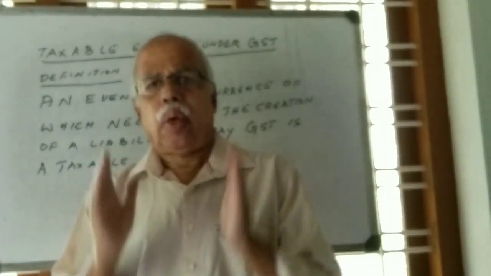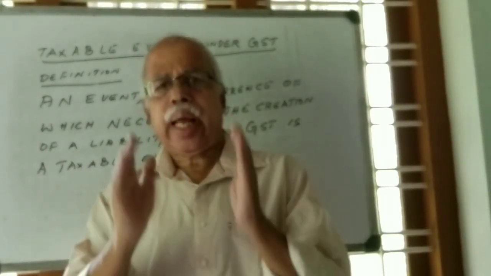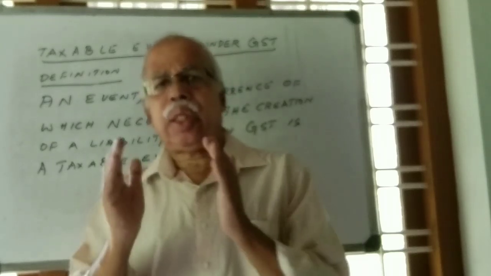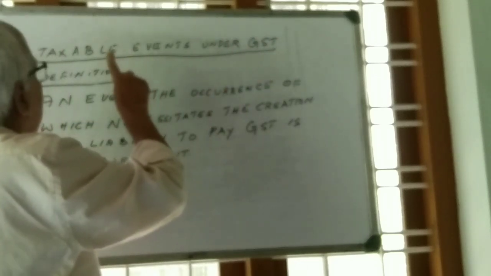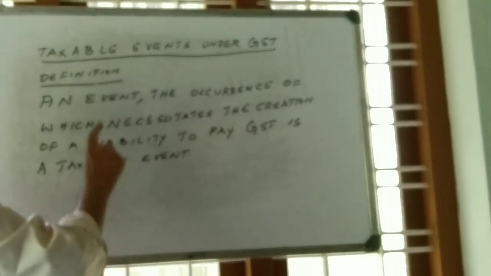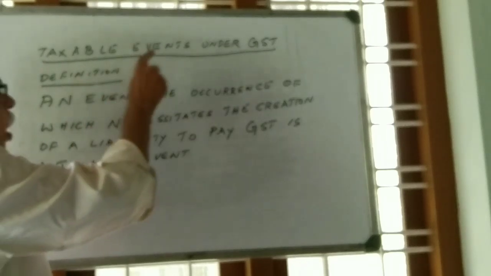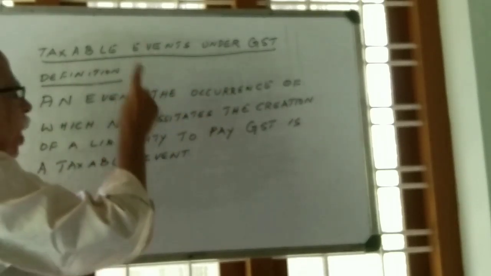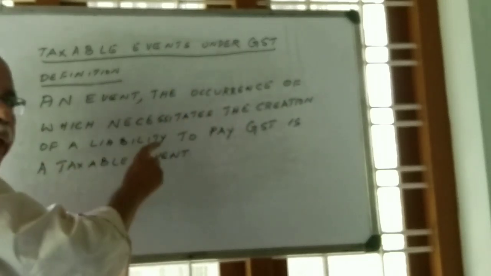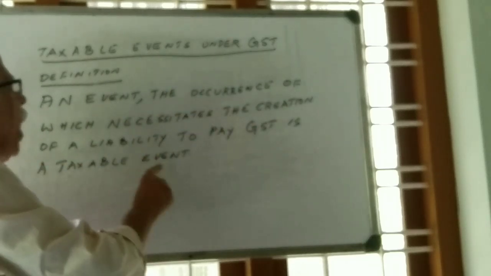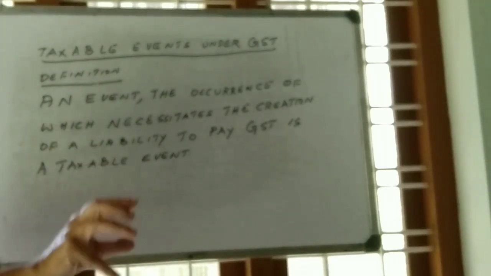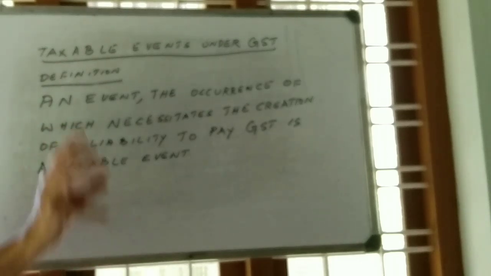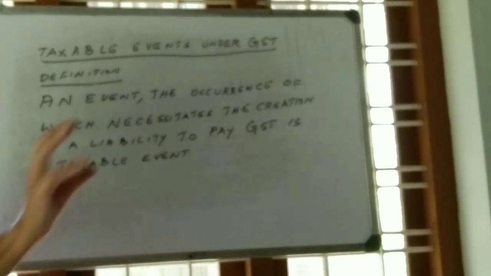In this session, we will learn what is a taxable event under the GST laws. Taxable events under the GST laws. Definition: an event, the occurrence of which necessitates the creation of a liability to pay GST is a taxable event. The occurrence of an event requires a dealer to create a liability to pay tax. Such an event is called a taxable event under the GST.